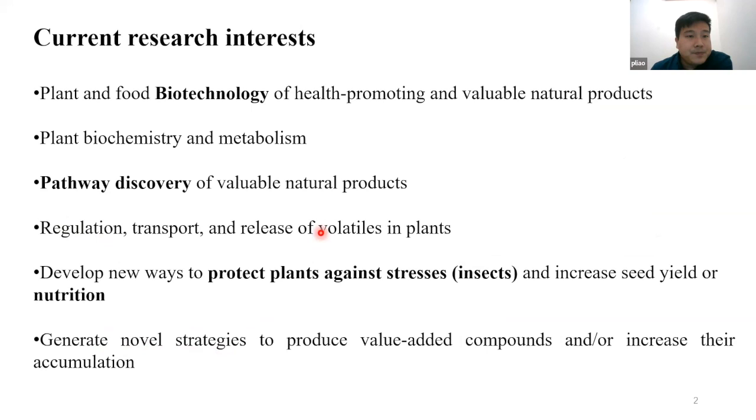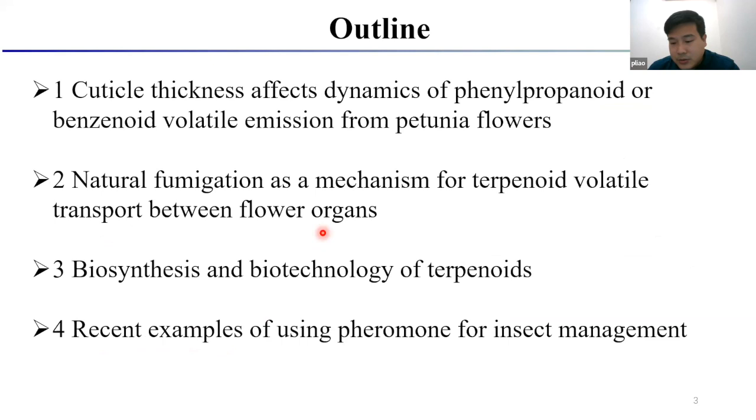Okay, so this is today's outline. First, I'm going to talk about the role of the cuticle, how the cuticle affects the release of volatiles, followed by a related study on how terpene volatiles could be used as a way to protect flowers against microorganisms. I'm going to introduce a little bit about the biosynthesis and the biotechnology of terpenoids. Finally, I'm going to provide several recent examples of how people are using pheromones for insect management.